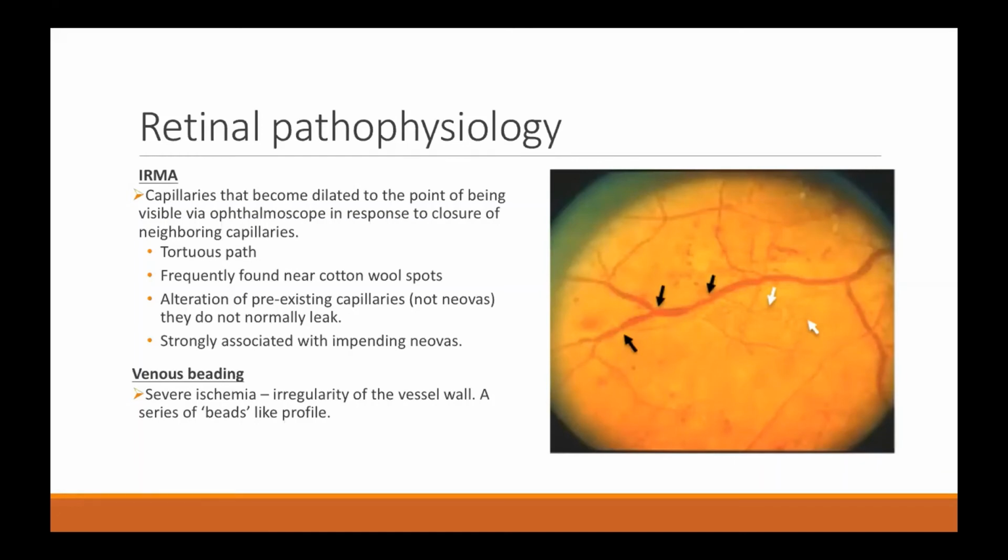And then you've also got venous beading. That's severe ischemia, in which you get irregularities of the vessel wall, and you get a bead-like profile. It looks like beads or sausages over here. And then this is the capillary bed, which normally isn't visible, but because it's now classed as IRMA, you can actually see it.